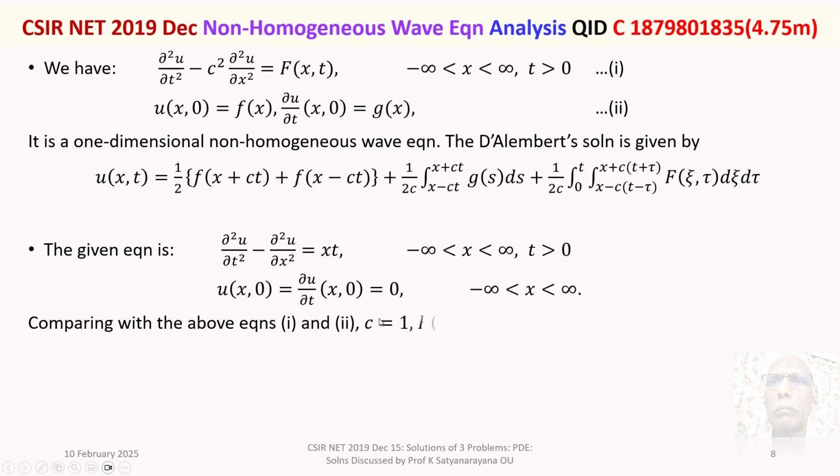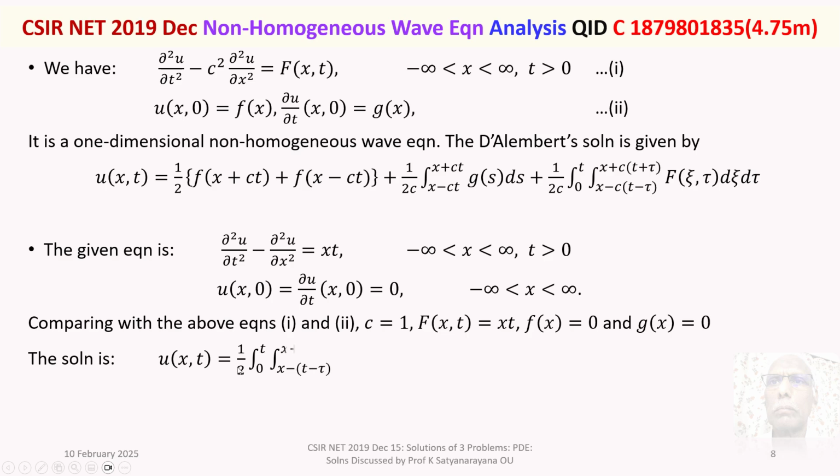Comparing our given equation with the standard equations 1 and 2, we obtain, in the place of c², we have 1, so c is equal to 1. f(x,t) is xt, and u(x,0) is f(x), but it is given as 0, so f(x) is 0, so also g(x) is 0. Right, with this one, we get into the solution and substitute here. So the solution is u(x,t) is equal to, small f is 0, so this is all 0. g(x) is also 0, this integral is also 0.